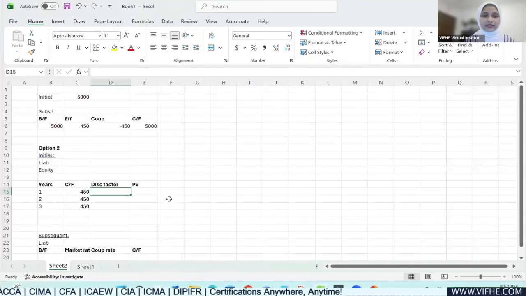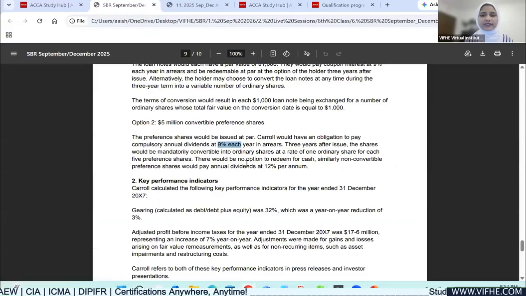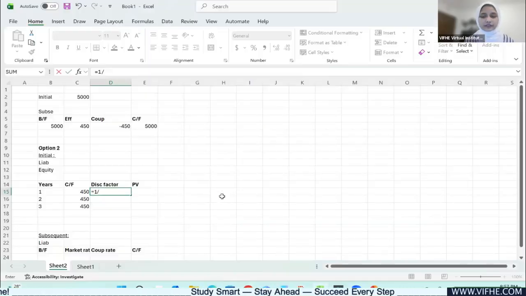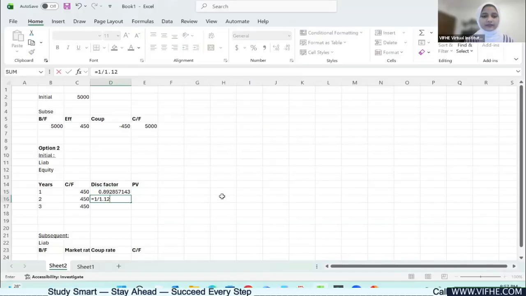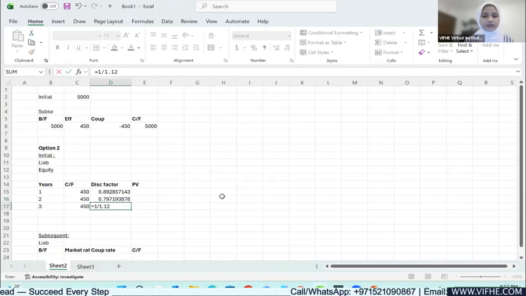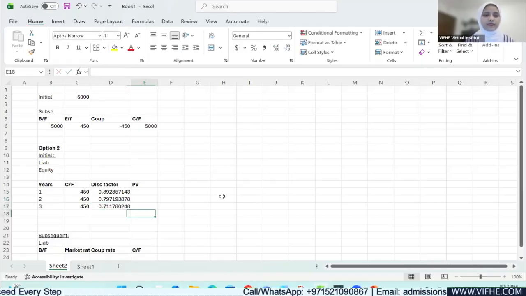Discount factor. When I use the discount factor for that, should I use 9% or 12%? For that, I should use 12%. Absolutely correct. And it's in arrear, so the first year itself will get discounted. The power of 2. The power of 3.